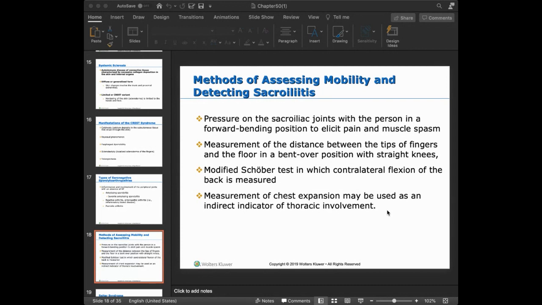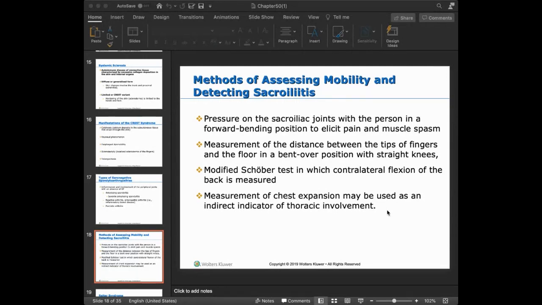So this particular slide talks about sacroiliitis, which is basically pressure or inflammation of that sacroiliac joint. So our sacrum, the bottom portion of our spine, connects to the ilium of the pelvis, and then we have inflammation, and it causes the patient to kind of bend forward, which causes pain and muscle spasms when they move. So we want to measure the distance between the tips of their fingers and the floor when they're in a bent over position with the knees straight.